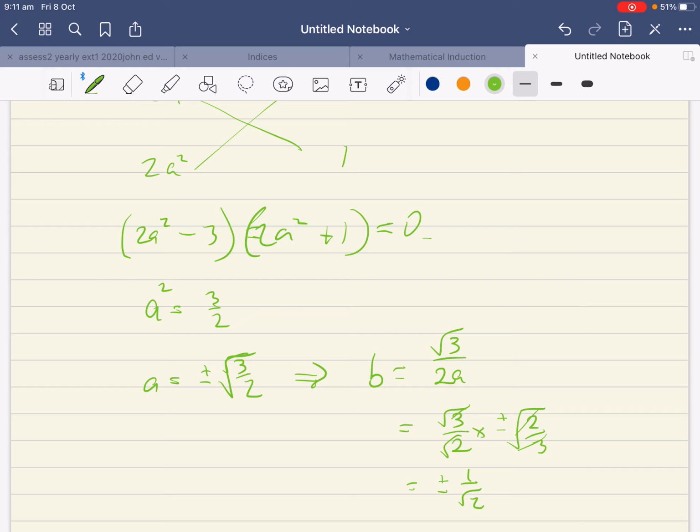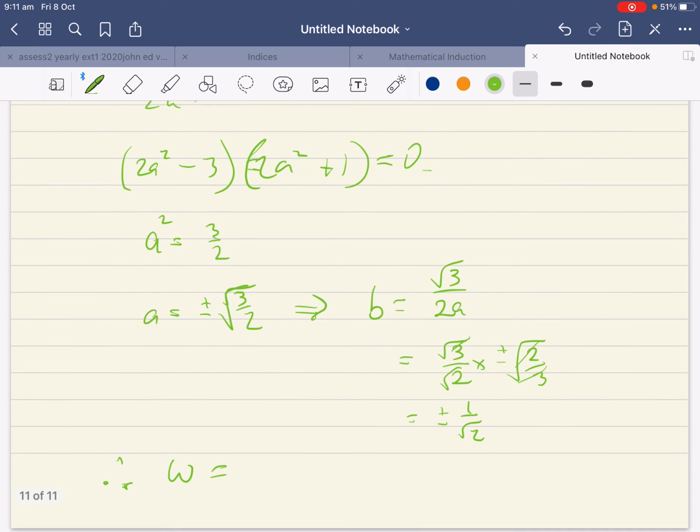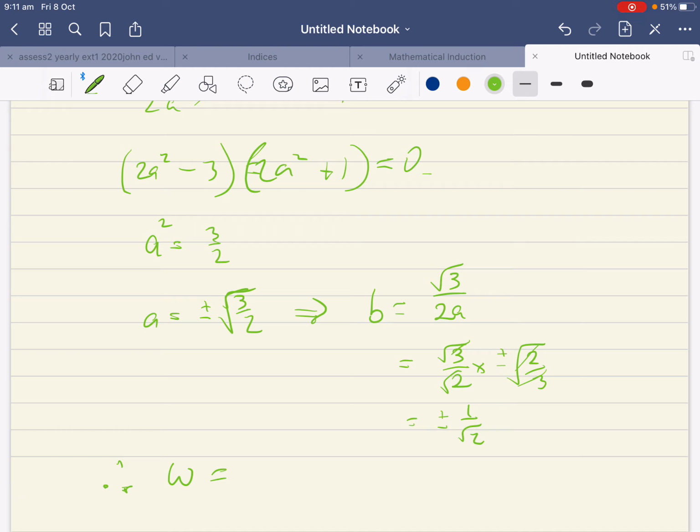B would be plus or minus 1 on root 2. Therefore, telling us that w, the square root of 1 minus root 3, or whatever the original question I just randomly created, would be a plus bi, which of course a is plus or minus root 3 over 2, and b is actually plus or minus 1 on root 2.